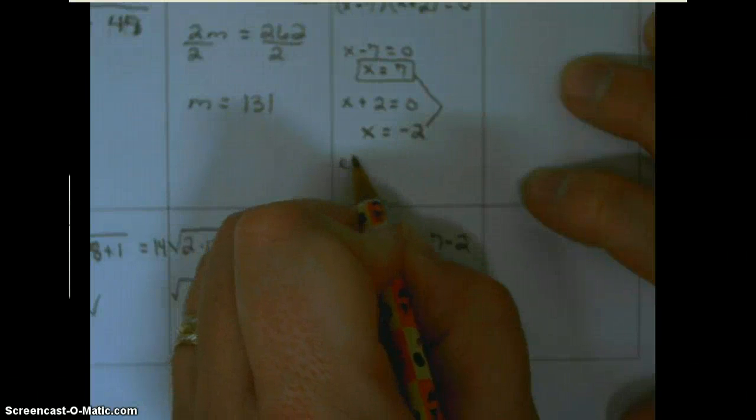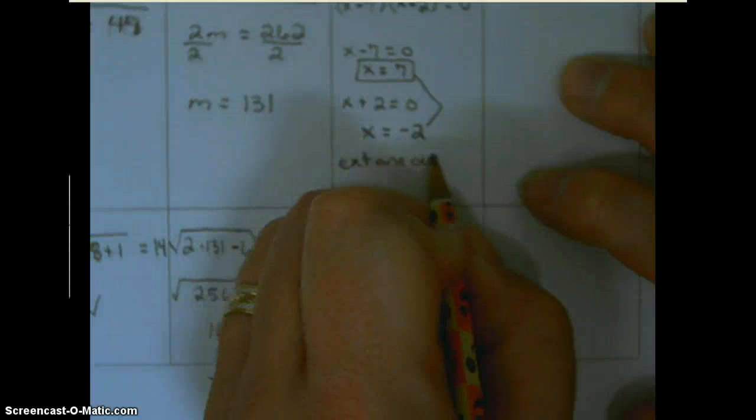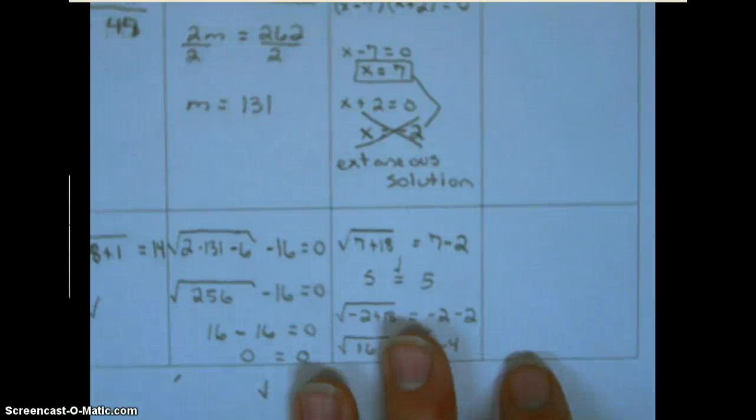It is an extraneous solution. So we do not want it. X equals 7. Okay, you try the next one. Okay, example 4. Let's see how you did.